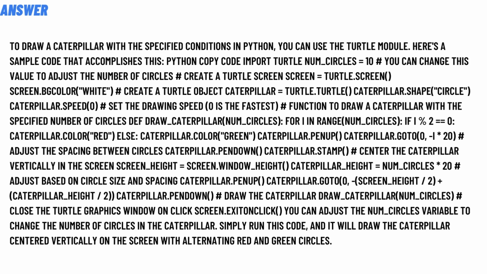Draw a caterpillar with the number of circles. The hashtag closes the turtle graphics window on click screen. Of course, you can adjust the number of circles variable to change the number of circles in the caterpillar. Simply run this code and it draws a caterpillar centered vertically on the screen with alternating red and green circles. So that is the answer to the question.